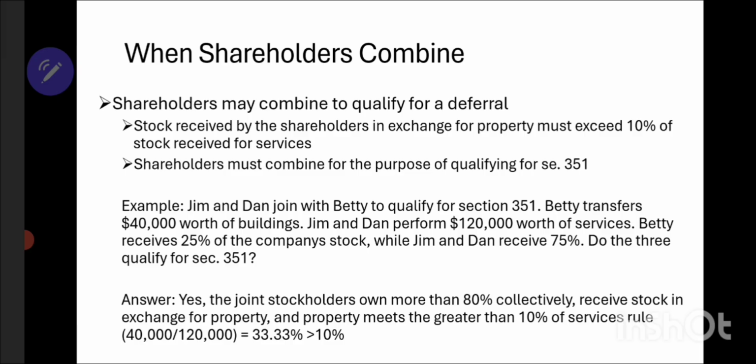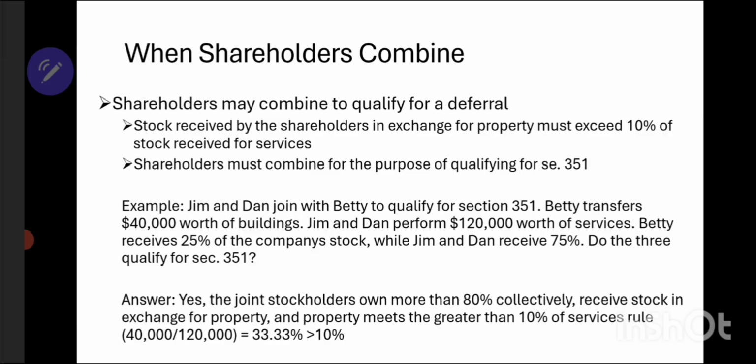Also, if shareholders combine and some of them give the corporation services and some of them give property, then the property must exceed 10% of the stock received for services. So that's 10% of property must be received relative to services, right? In an example, it makes more sense.